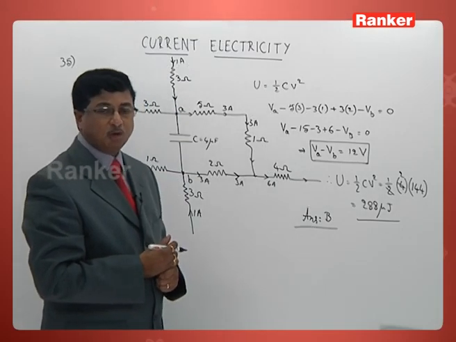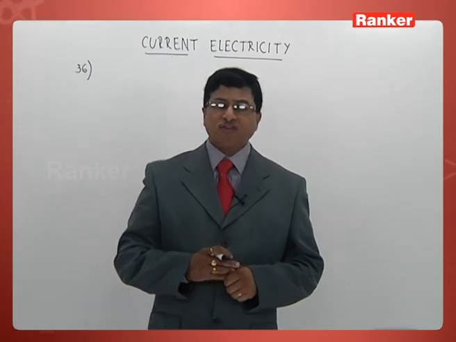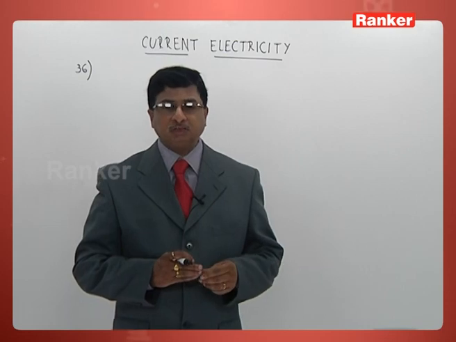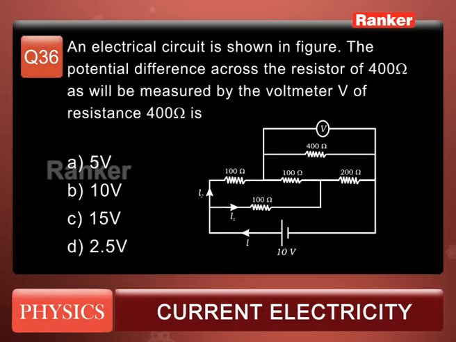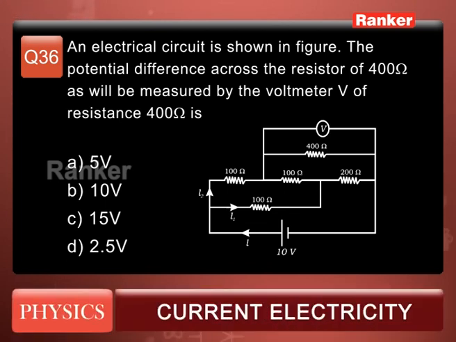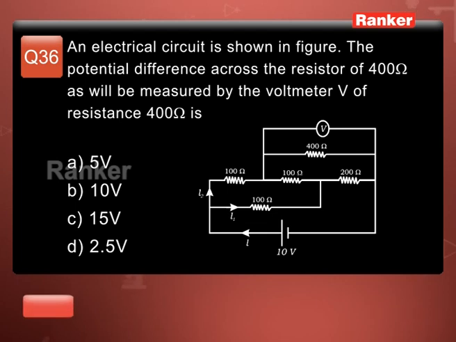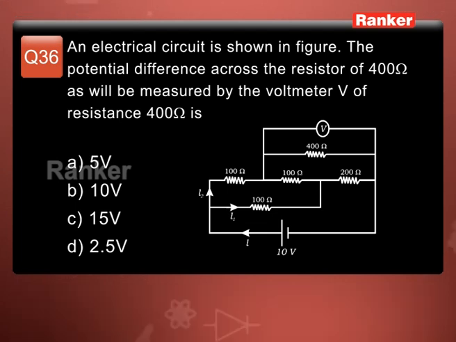So that is problem number 35 we have in this order. Next problem is problem number 36. It is also one of the interesting models. An electrical circuit is shown in the figure. The potential difference across a resistor of 400 ohm as will be measured by the voltmeter of resistance 400 ohm is how much? As usual, 4 options are given here.